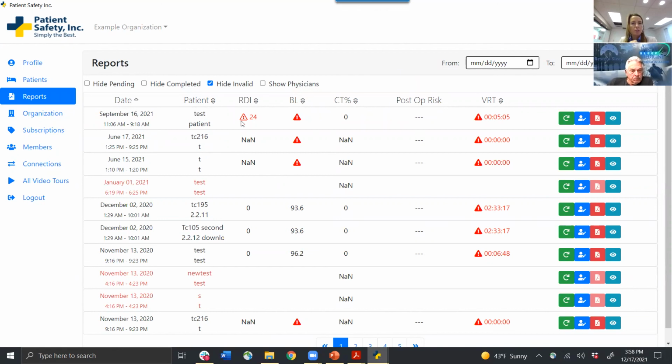Also, if you're not familiar with it, or if you have staff that are doing reporting for you, we do have a new risk-based alerts function where it will identify any type of report that's outside of normal limits. As you can see here, you can sort by RDI, their baseline drift, whether it's normal or abnormal, cycling time, if they're at post-op risk, or if they have an insufficient amount of valid recording time as well. That'll be flagged for you too.